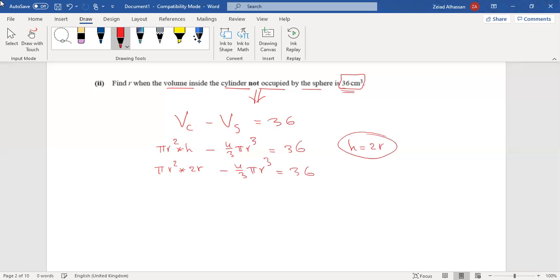Okay, r squared times r is r cubed. So 2 pi r cubed minus 4 over 3 pi r cubed equals 36.